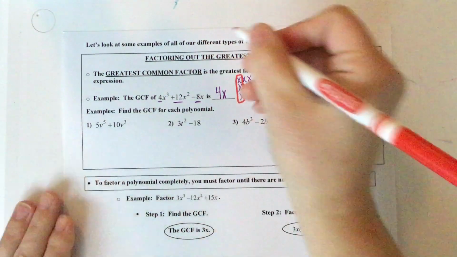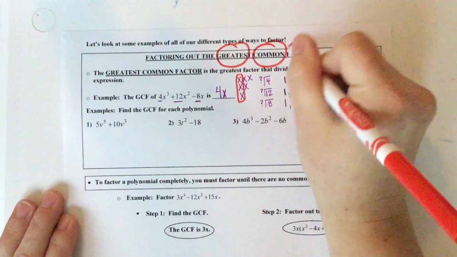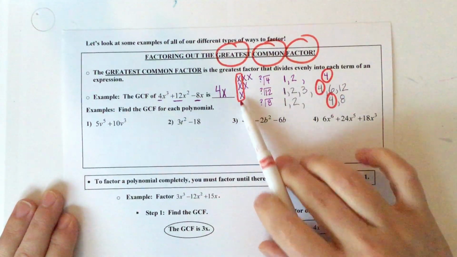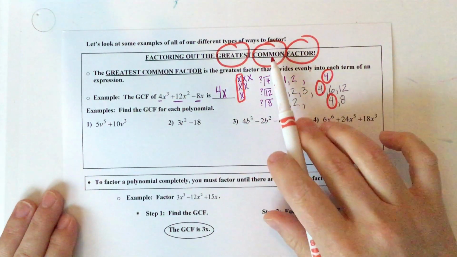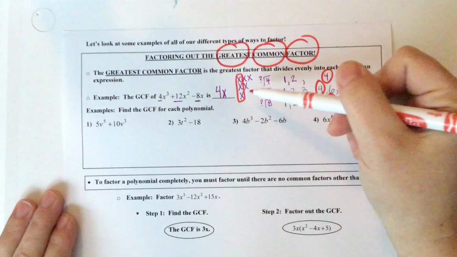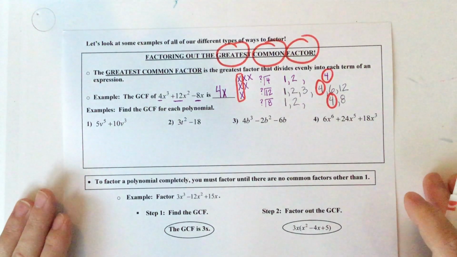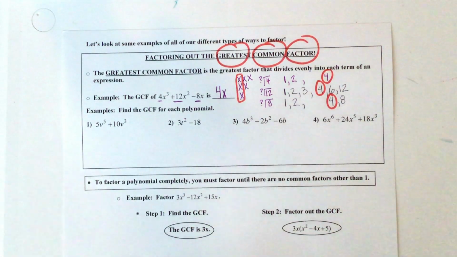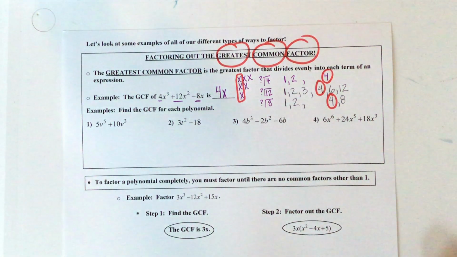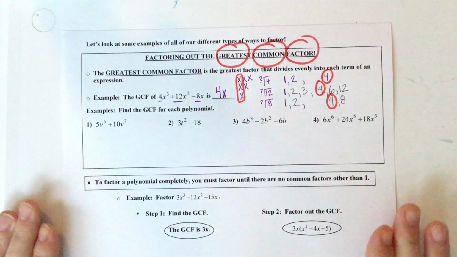So think about these words, greatest common factor. It has to be the greatest amount of x's that they all have in common. And they didn't all have 2 x's, and they didn't all have 3 x's. Okay, so in the first little section, I just want to find the GCF. I'm not going to factor it just yet.